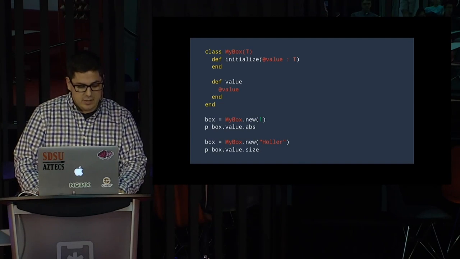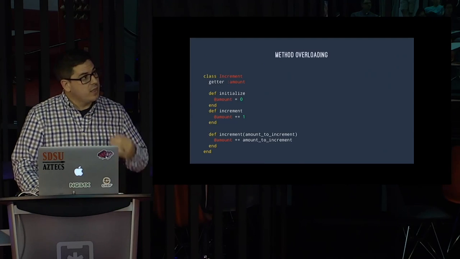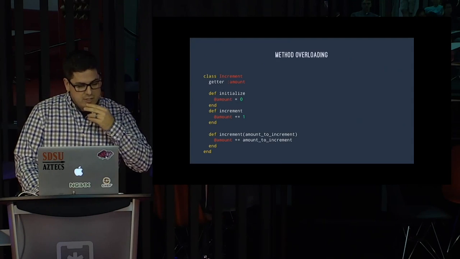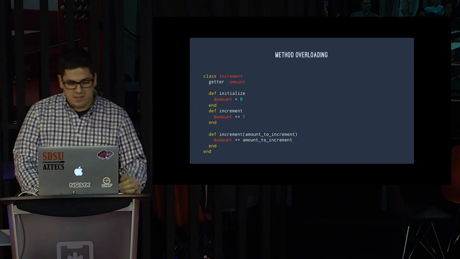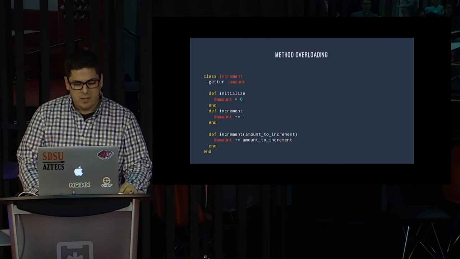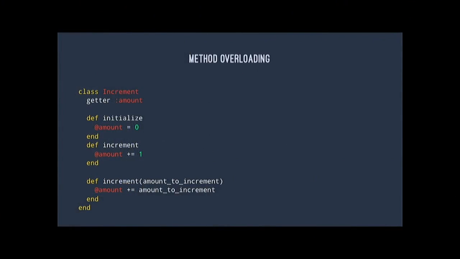tricky situations. A really cool thing that you'll see in Crystal that doesn't exist in Ruby is called method overloading. As you can see in my class there, increment, I have two different increment methods. One is just an increment by 1, and one is an increment by whatever amount you pass to it. So this allows you to compose the class in a pretty simple way.